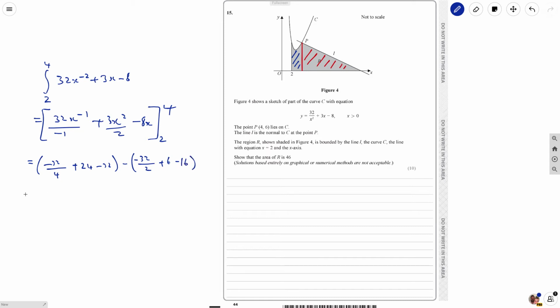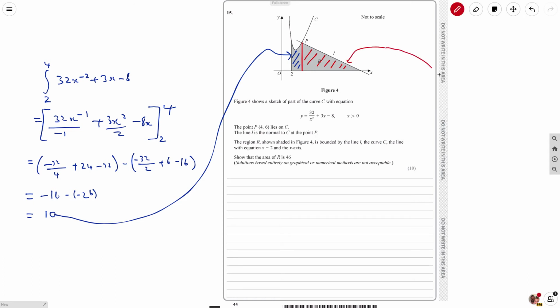As I say, I would just pop all of this into your calculator. So what have I got there? Minus 8 plus 24 is 16, minus 32, so that's minus 16. And then we've got minus 16 plus 6 is minus 10, minus another 16 is minus 26. And that should make sense that I've got minus a minus, because you can see from the diagram that this should be a positive number. Looks like it's 10. So this blue area here is 10. Let's do the red area in a completely different method.